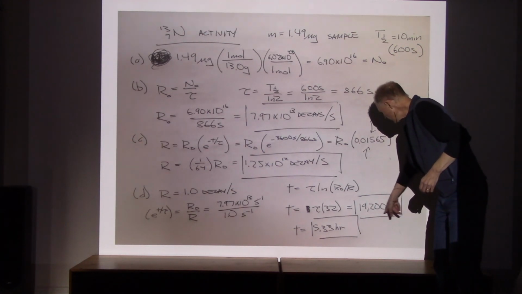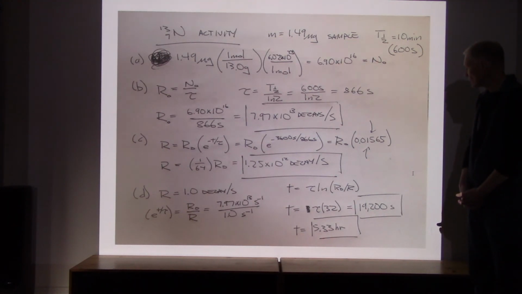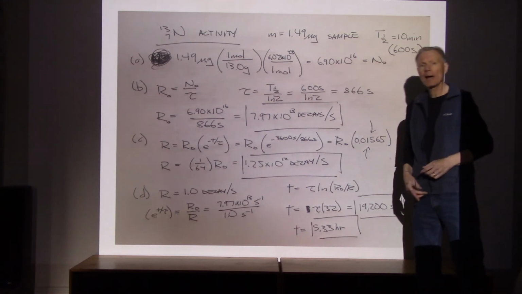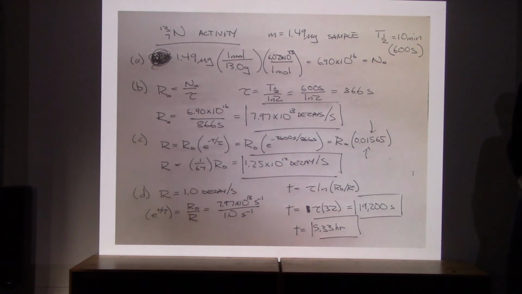That's going to be 19,200 seconds, which I then converted into hours. So it's saying, if I've got something with this really short half-life, in a matter of hours, it's going to be down to just 1 decay per second. And it will continue to drop off pretty quickly. A few more half-lives, and we will have brought that down to not that many more hours until the sample is essentially gone.